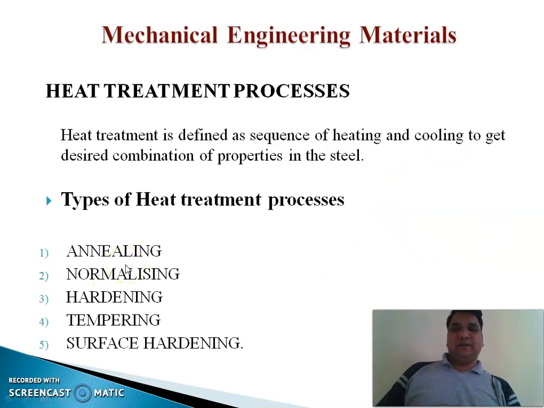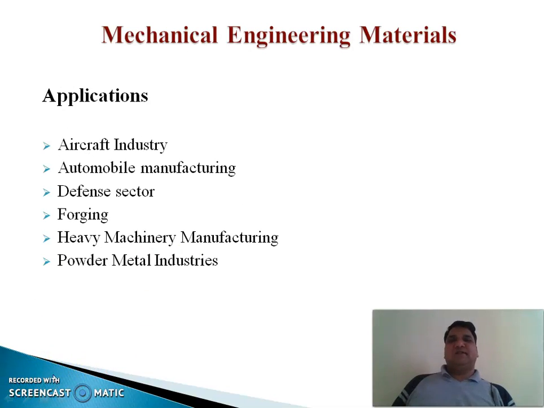The first process is annealing, second is normalizing, third is hardening, fourth is tempering, and fifth is surface hardening. We will discuss them in detail in the next videos. Heat treatment has broad applications such as the aircraft industry, automobile manufacturing, defense sector, forging industries, heavy machinery manufacturing industries, and powder metal industries.